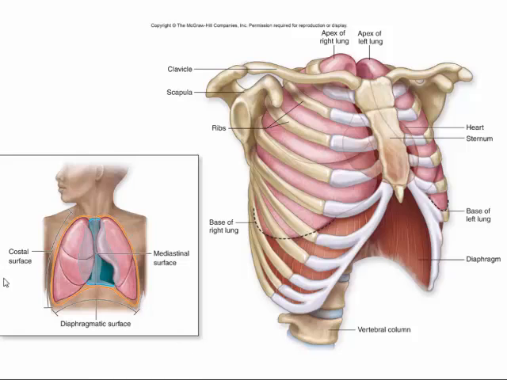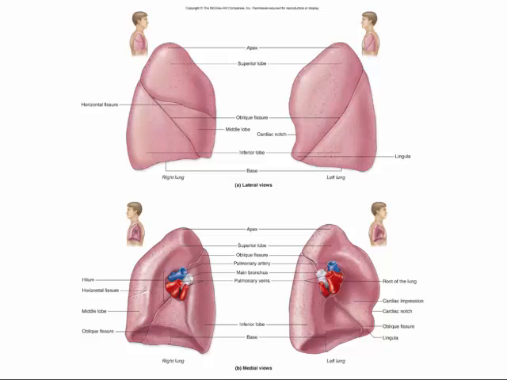The names of the surfaces of the lungs are self-explanatory. Here you can see the right and left lungs. The right lung has 3 lobes, superior, middle, and inferior, separated by a horizontal fissure and an oblique fissure. The left lung has 2 lobes, superior and inferior, separated by an oblique fissure. The apex of each lung is its superiormost region. The base of each lung forms the diaphragmatic surface.